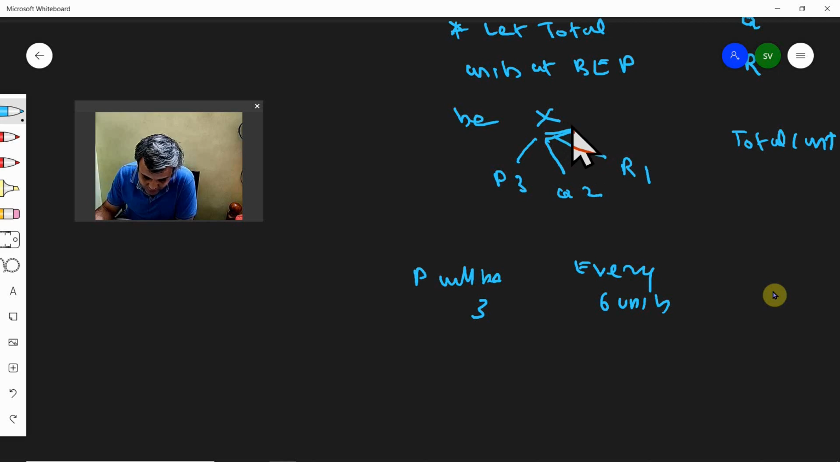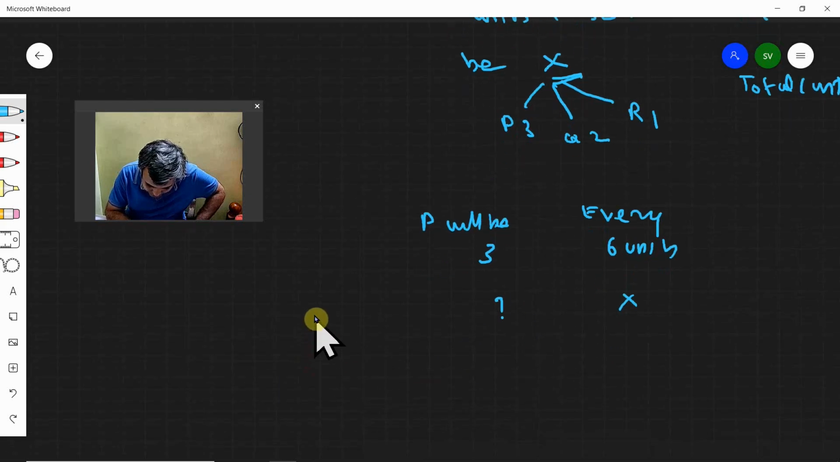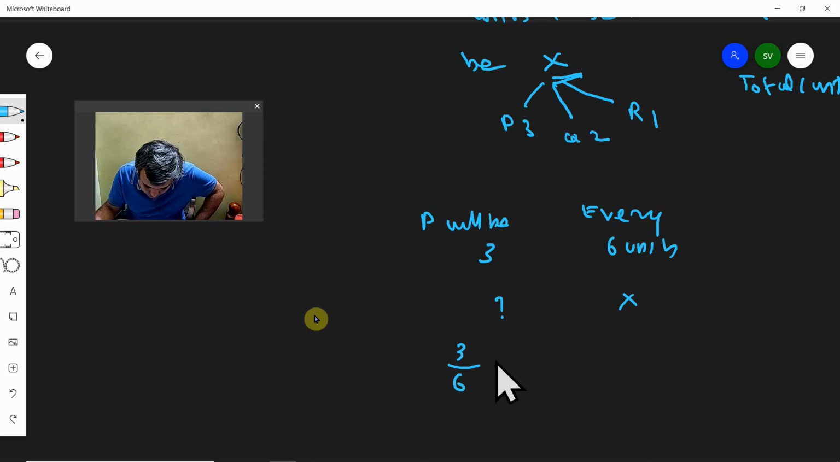BEP I have assigned as X. So for X units, how many will be P? For every 6 units, 3 will be P. If the total units are X, how many of it will be P? It will be 3 by 6th of X. Are you able to visualize? 3 by 6th of X will be P.